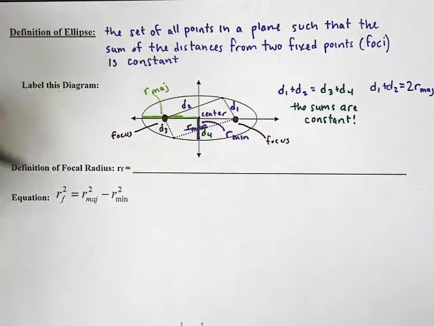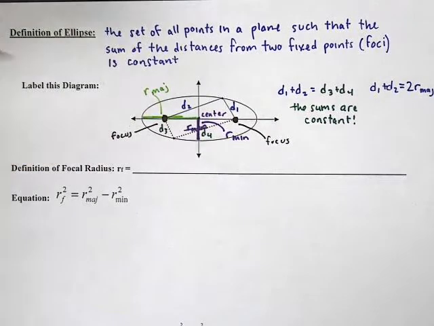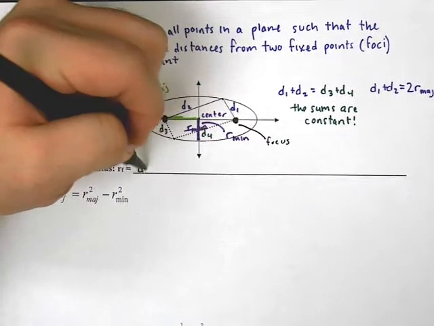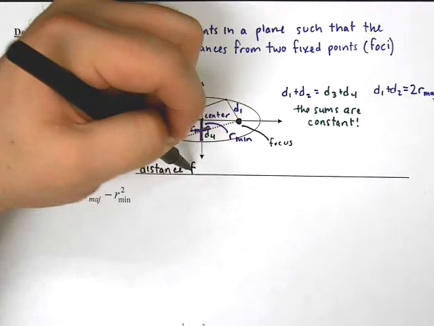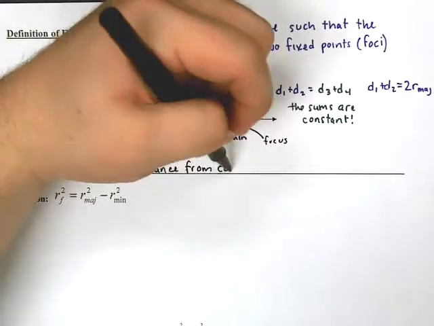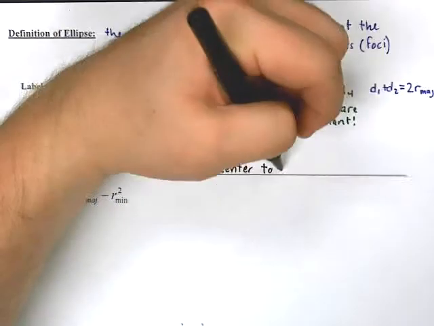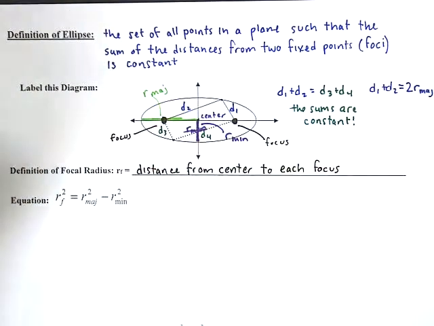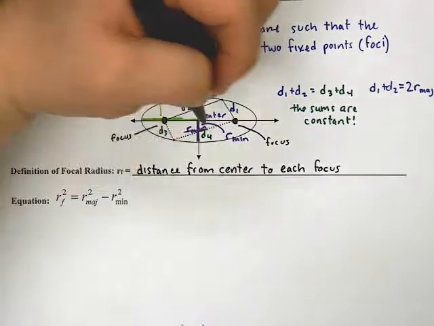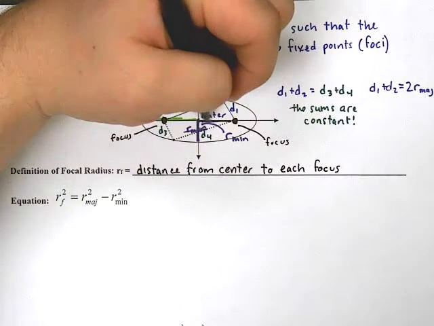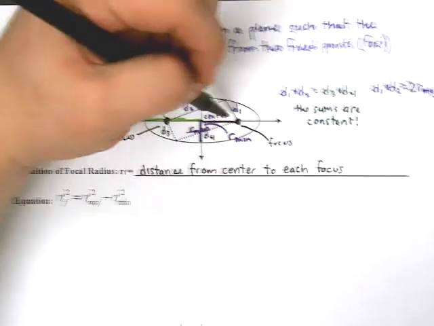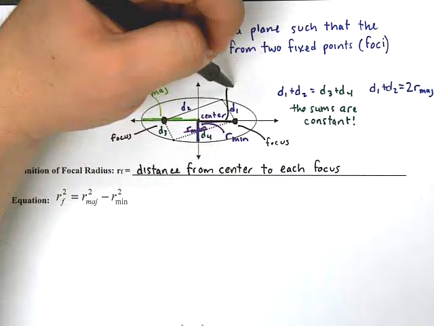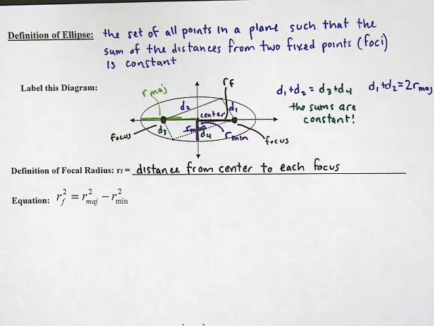So now we need to know the definition of the focal radius. The focal radius is just the distance from center to each focus. All right? So that would be right here in our picture. One more line just to make our picture even better. That is r sub f. All right.